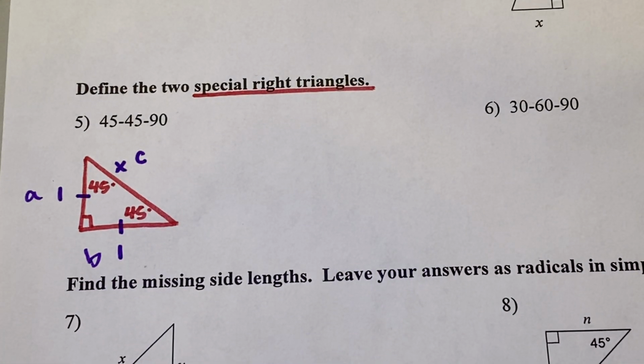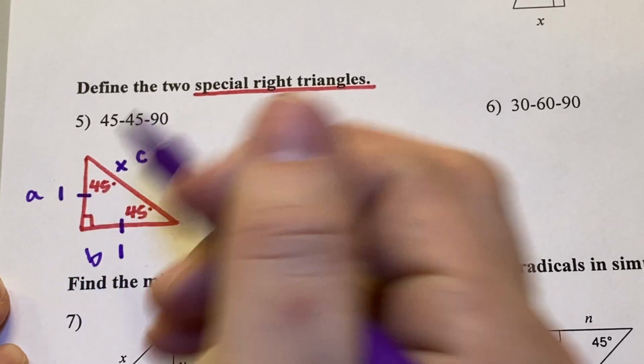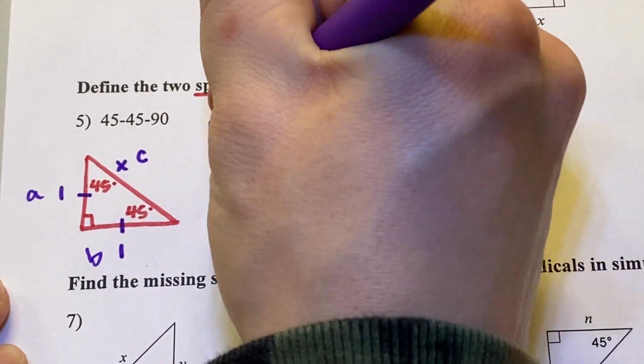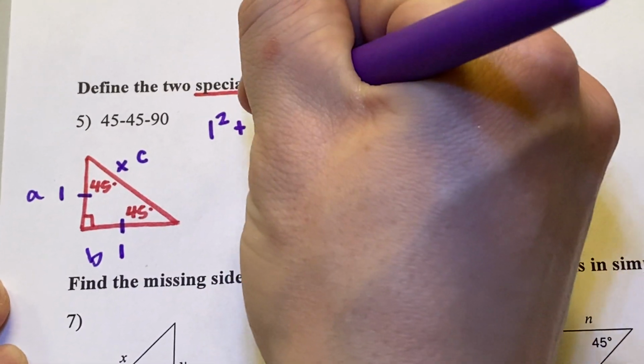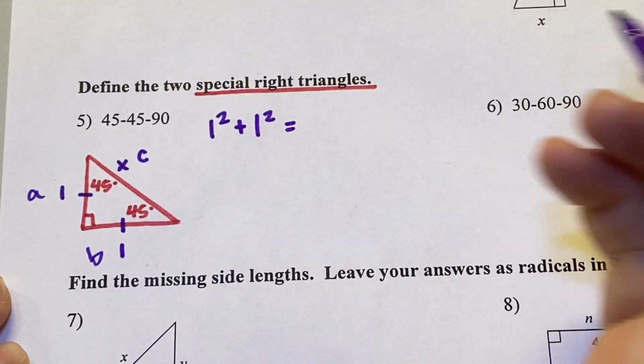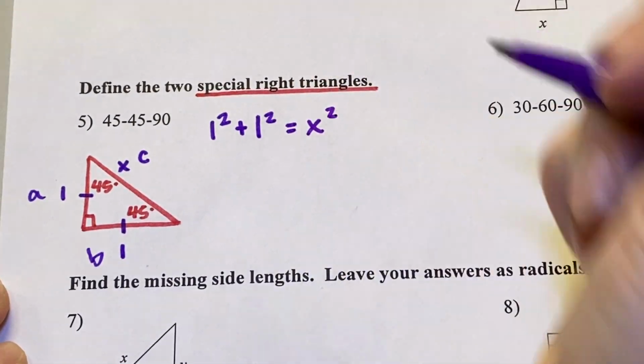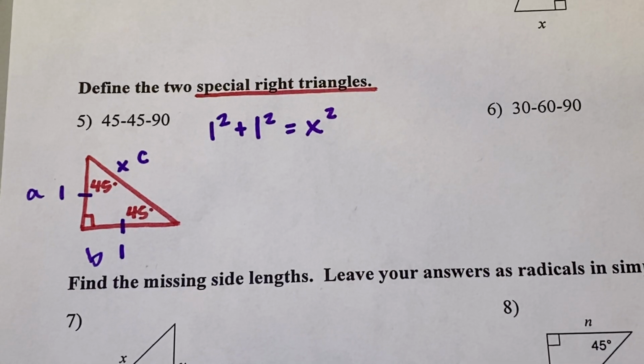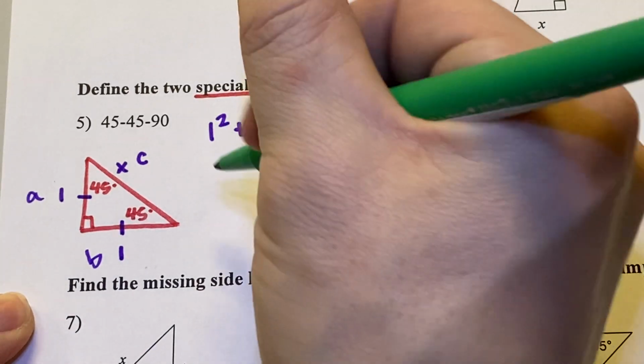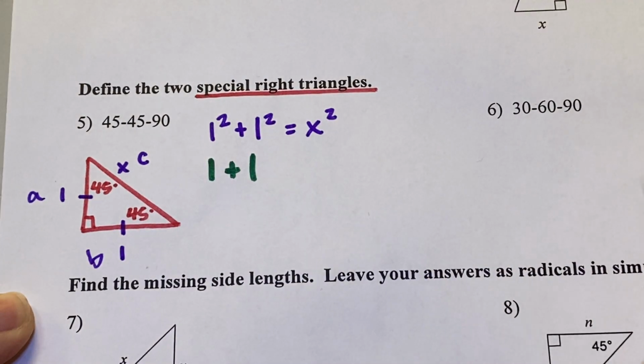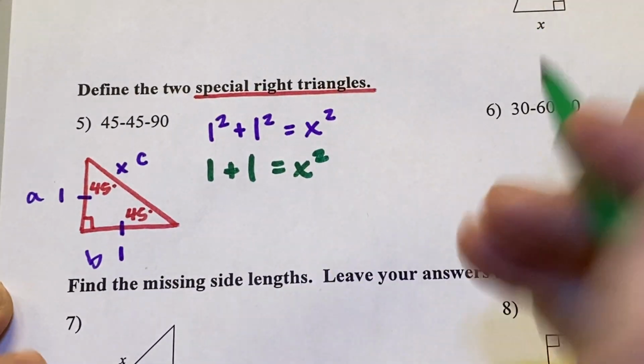Okay, so let's figure out what that C is going to be, because that's going to help us in all the rest of these problems. We've got to know what that hypotenuse is. So I have A squared, 1 squared, plus B squared, another 1 squared, equals my C, which we'll call X squared. We're going to see how this turns out. It's not going to be pretty. What is 1 squared, or 1 times 1? 1. Another 1. Equals X squared.